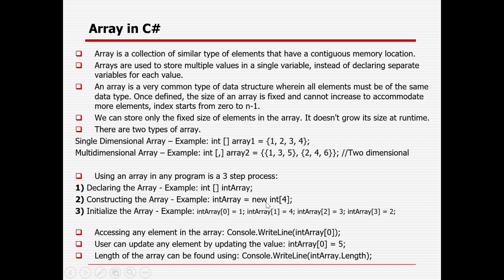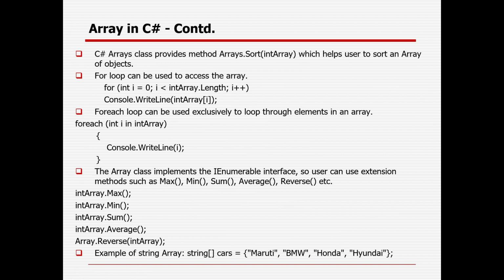Array can be sorted with the help of that sort method. You can get the length of the array. Array can be reversed. In case the array is a numeric value array, you can get the maximum, minimum, sum, or average value as well. You can use a for loop or for each loop to get all the array element values in the console.